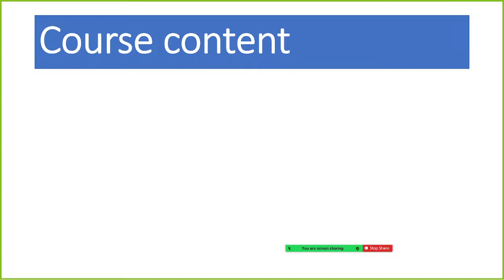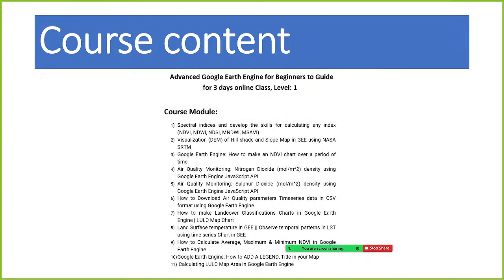In this course content I will try to discuss all of the course content. First of all, I will discuss the spectral indices and develop the skill for calculating any index. Then we move to the visualization of the DEM, hillshade map and slope map using the Google Earth Engine platform. Mainly here I use the NASA SRTM dataset. Then I will show you how to make the NDVI chart over a period of time, and then move to air quality monitoring.